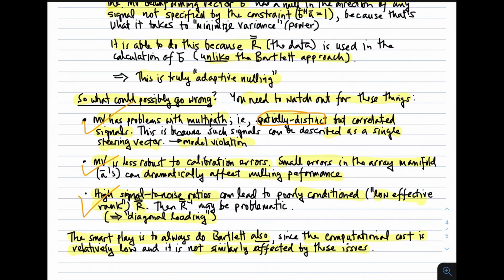That concludes this lecture on minimum variance array processing.